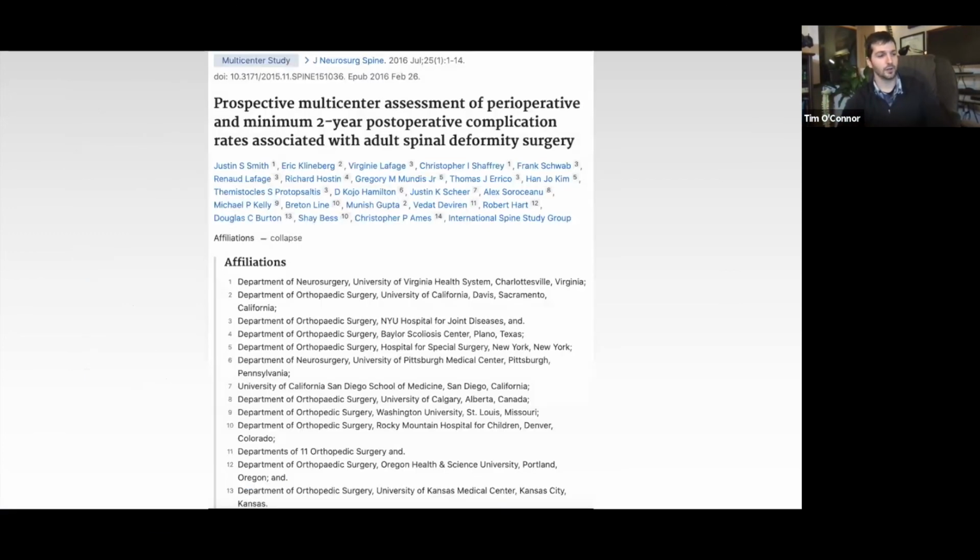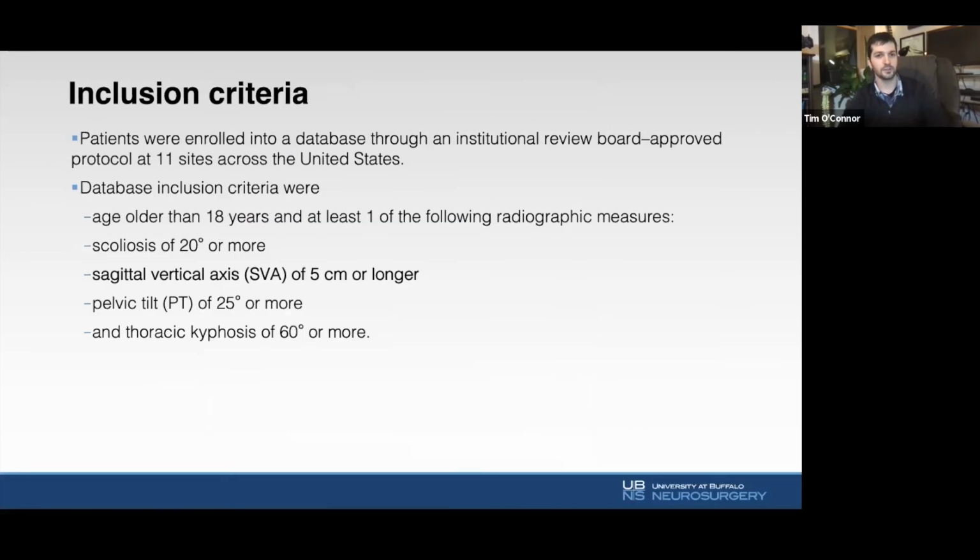And so with any operative case, generally we start out by defining the goals of surgery and what are the risks and benefits of our intervention. And so this was a great study published by the International Spine Study Group with a bunch of talented surgeons that looked at patients that were older than 18 with radiographic parameters that our patient would meet, including an SVA of 5 centimeters or greater.